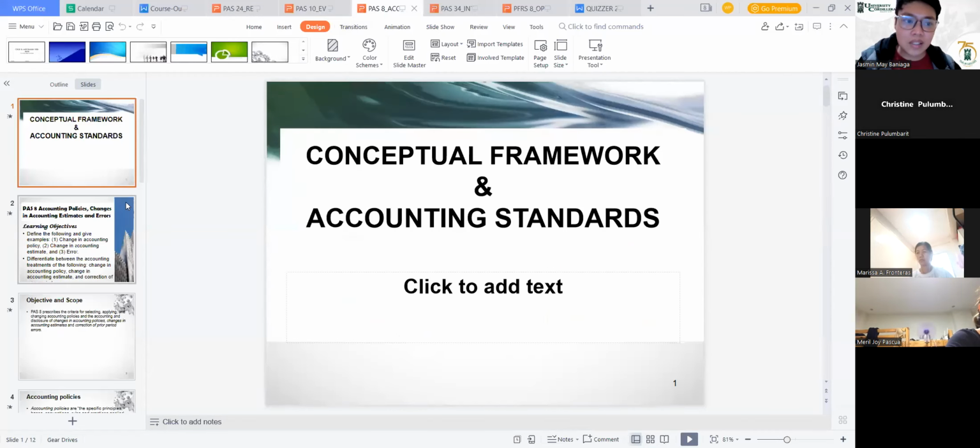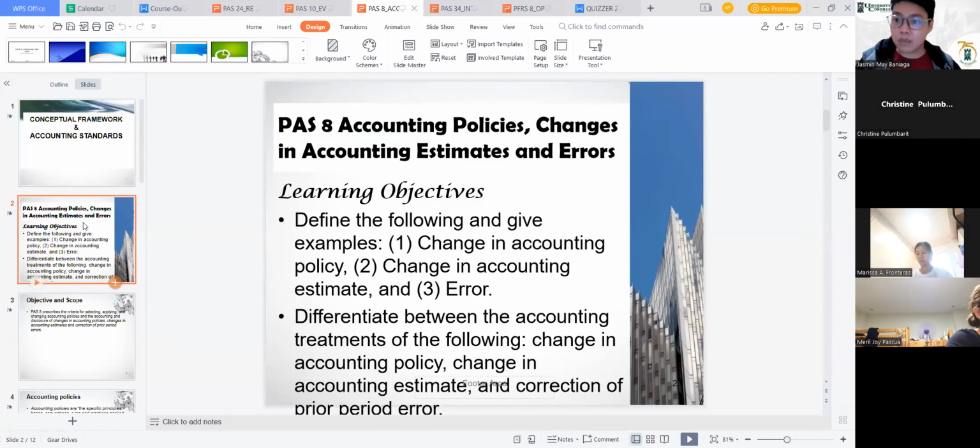I'll continue with PAS number 8. After this, we're gonna have a very short break before we end with PAS 34, PFRS 8, and of course your quizzer later on. So any questions, I'll be reading after PAS 8, the third accounting standard for this afternoon.